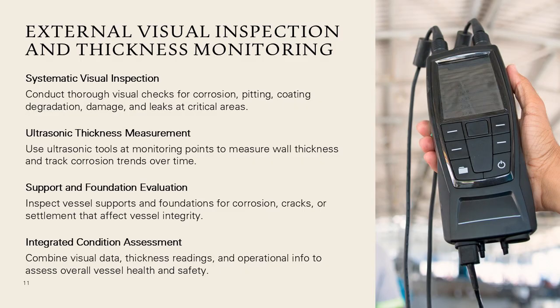External visual inspection is the foundation of on-stream inspection and should be conducted systematically. Inspectors look for signs of general corrosion, localized pitting, coating degradation, mechanical damage, and evidence of leaks at flanges, nozzles, and manways. Particular attention should be paid to areas prone to corrosion under insulation, low points where moisture may accumulate, and areas subject to process upsets.